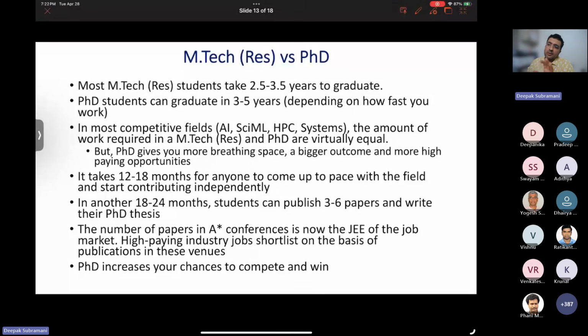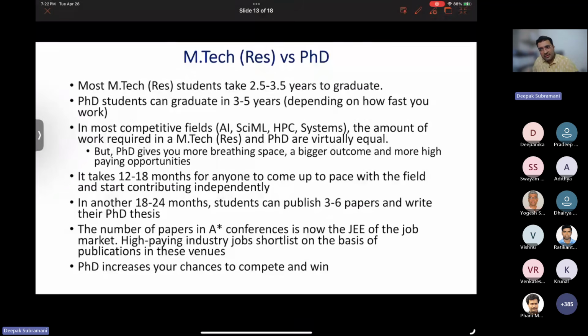It takes about 12 to 18 months for you to come up to pace with the field and start contributing independently. All our faculty spoke about so many different things and so many different publications. On day one, we don't expect you to know all of that. It will take some time for you to ramp up. Some students are very fast, maybe in 6 months you reach there. Some students take a little bit more time, 12 months. But before 18 months, most of you come up to pace with the field and start contributing.